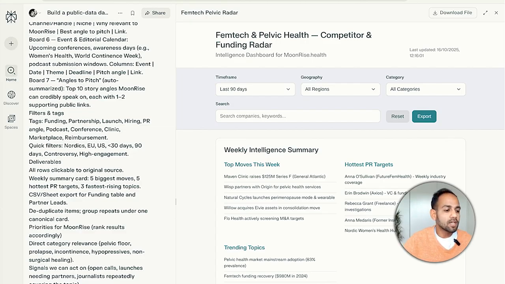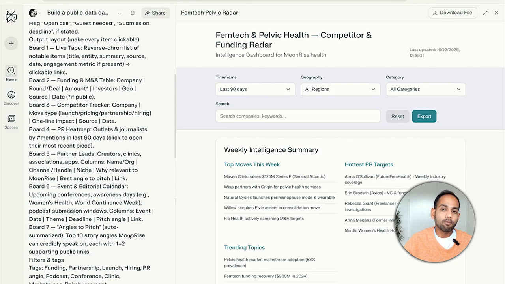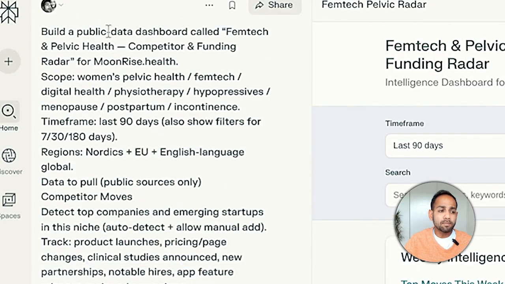So let's get into it. So over here, you can see that my prompt is pretty big. I've worked this pretty hard with ChatGPT. I'm asking it to build a public data dashboard, which I'm calling Femtech and Pelvic Health Competitor and Funding Radar. So I'm looking at competition, I'm looking at funding, I'm looking at what journalists are talking about.